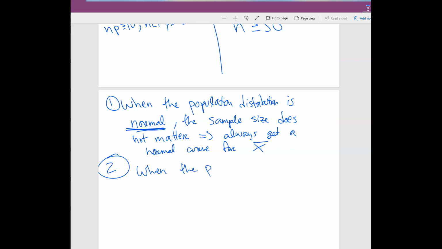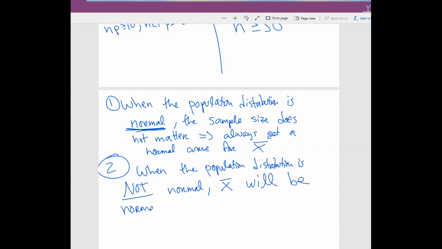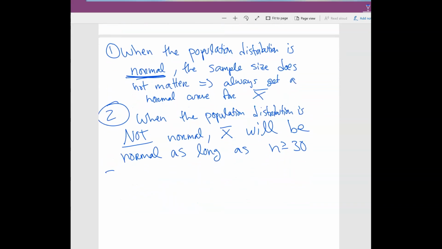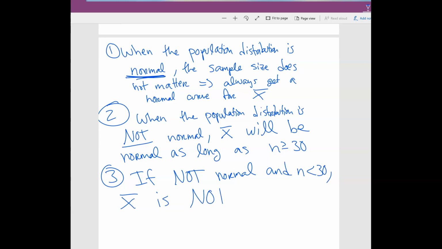When the population distribution is not normal, so if we have like uniform or, I don't know, skewed, x bar will be normal as long as n is greater than or equal to 30. Okay? And the third one, if not normal and n is less than 30, x bar is not normal. Okay?